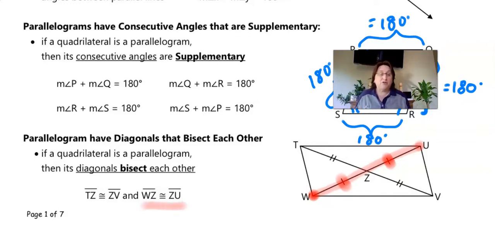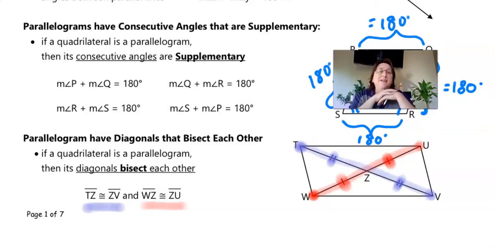And then the same is true for the other diagonal. So I start at T, I can go down here to V. That diagonal also gets bisected by the other diagonal. So that means that those parts are congruent, which is what this says right over here.